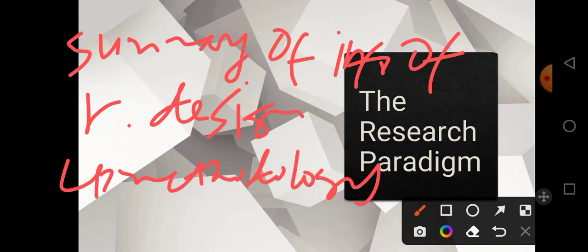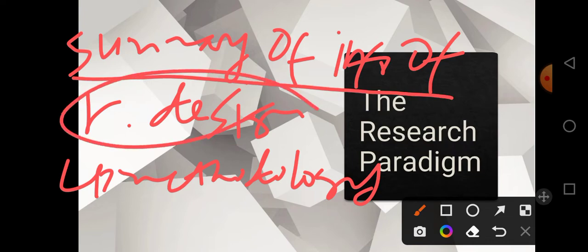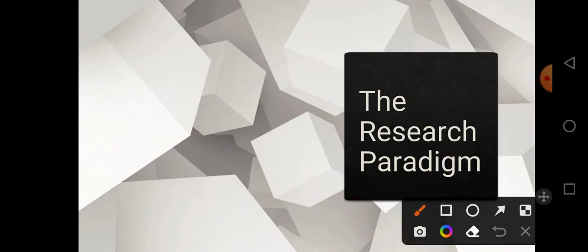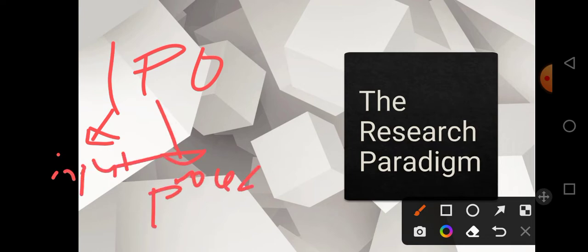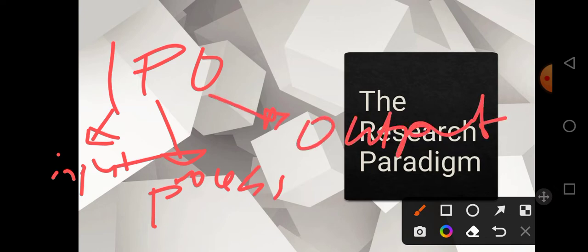Again, the research paradigm is the part of the research paper where you will indicate the summary of the information of your research design, as well as the summary of information of your methodology. And it uses a format known as the IPO. What is the IPO format? IPO stands for input, process, and output.